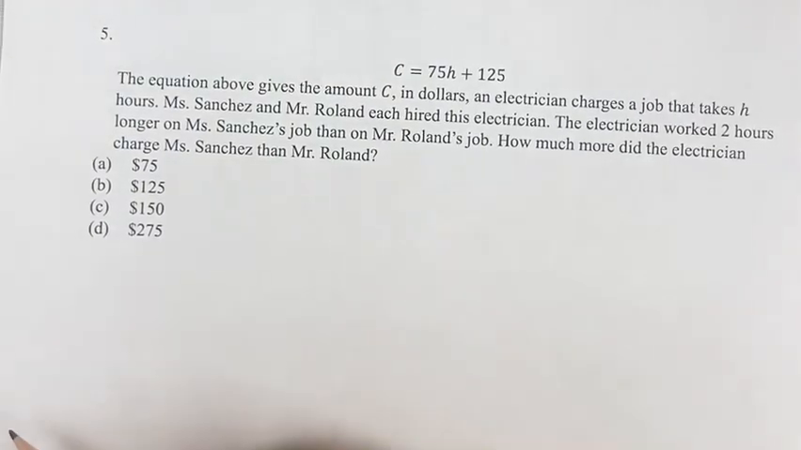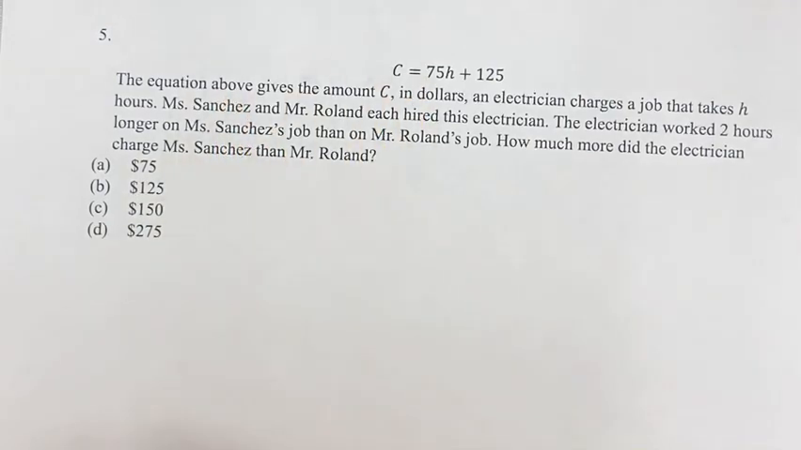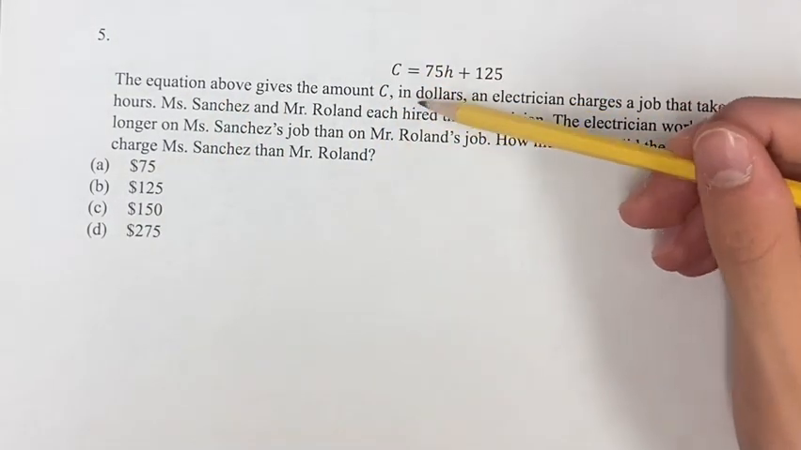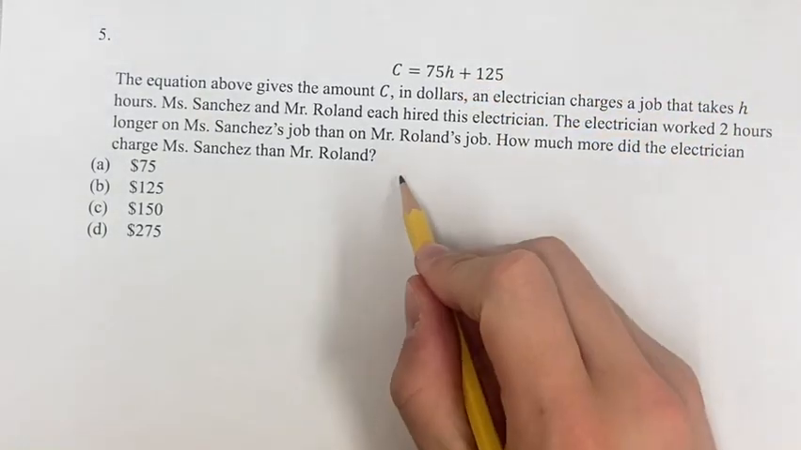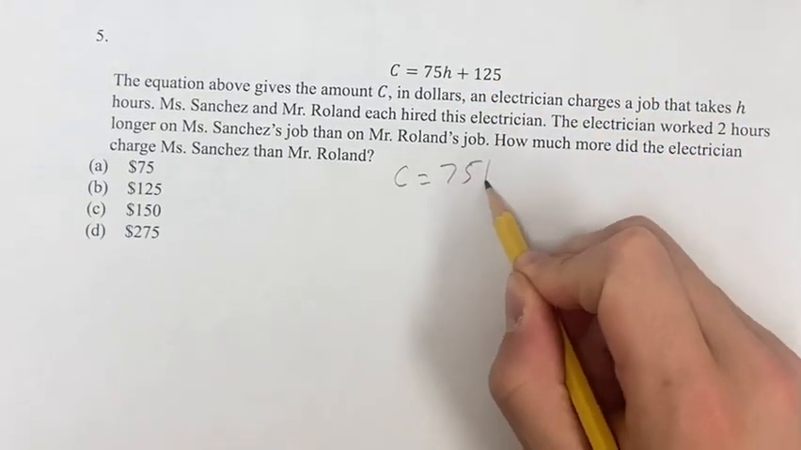In this problem, we're given this equation above, which is the amount C in dollars that an electrician charges for a job that takes H hours. We have C is equal to 75H plus 125.